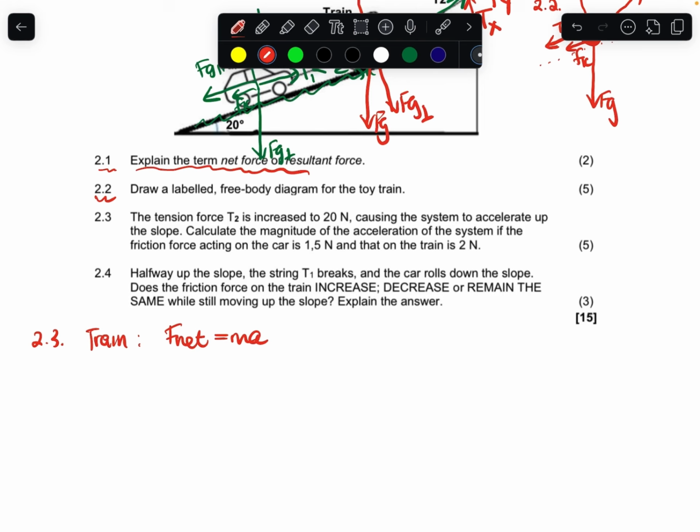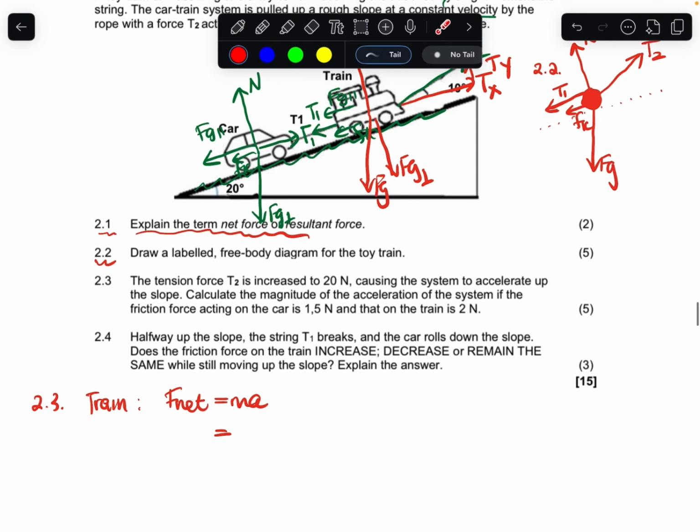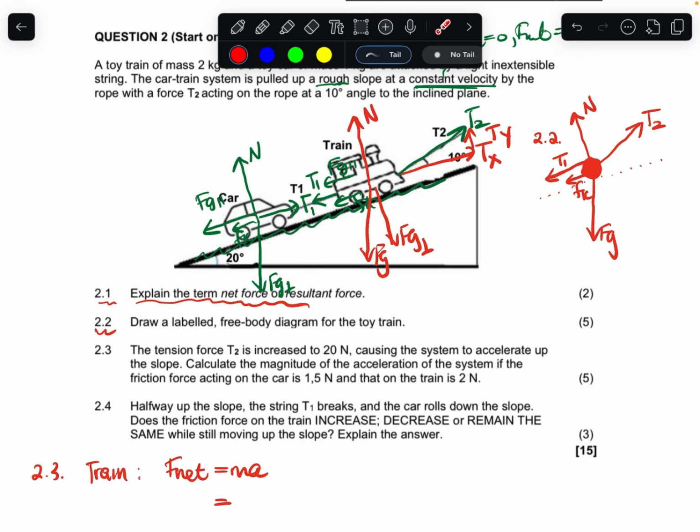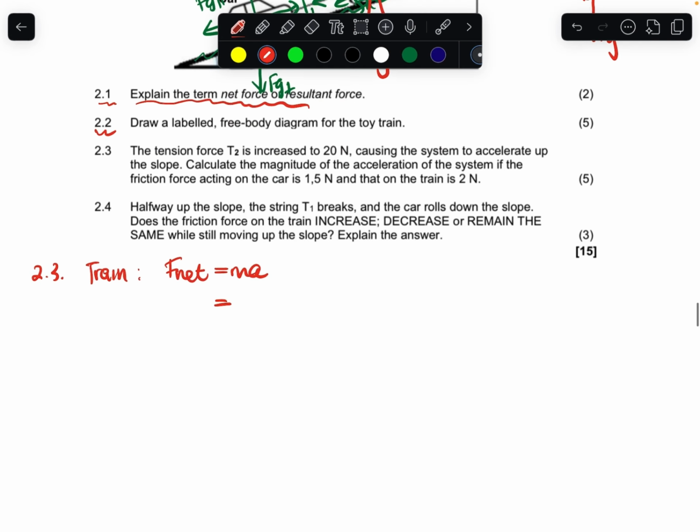Then I'm going to check the forces that are acting on the train that are parallel to the surface. So the forces here are the tension, the frictional force, the tension and the FG parallel. So it's four forces, and I choose my direction, choose up the slope as positive. That means the TX going up the slope is going to be positive, and all of them going down the slope, which is the FK, FG parallel, and T1, is equal to MA.